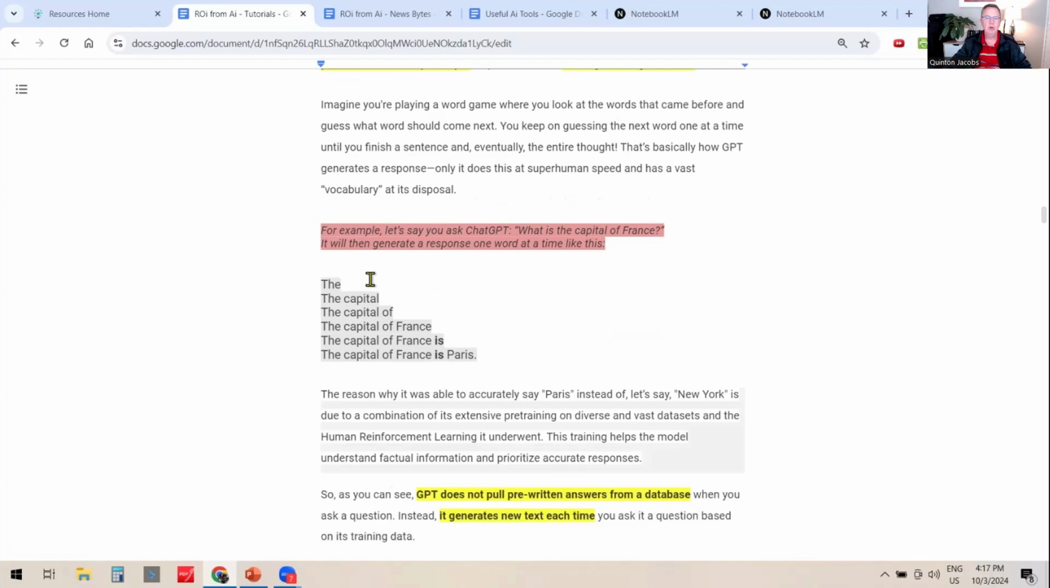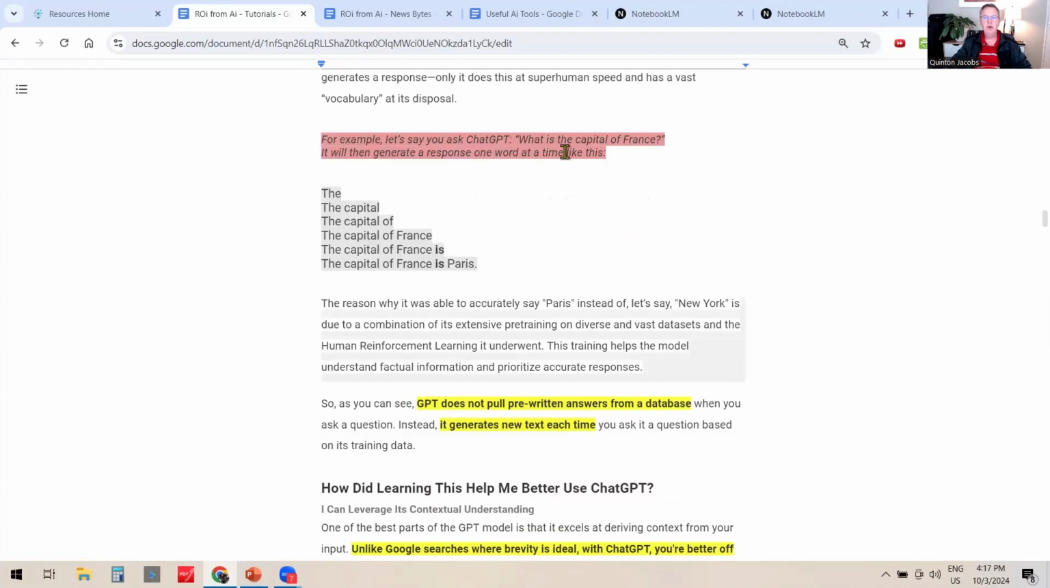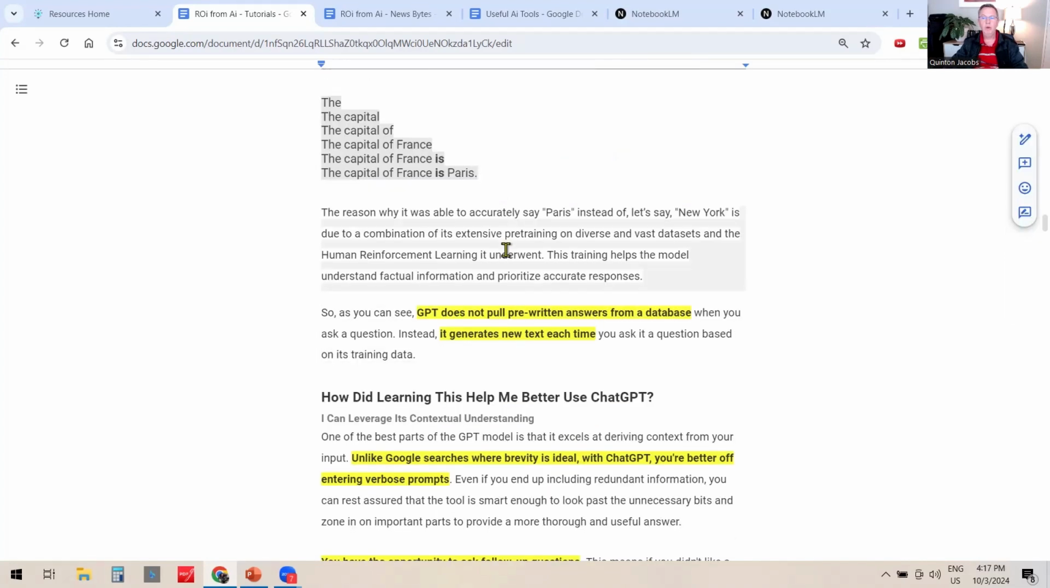So basically, if you look at this example here, if you ask ChatGPT, what is the capital of France? This is the process that it goes through. It creates the word the, and then the capital, and then it thinks what comes after capital. It must be of, and then of France, and then of France is Paris. And that's literally how it gets to its answer, by predicting one word at a time. So the reason why it's able to say Paris instead of New York is due to a combination of all its training and that sort of stuff.